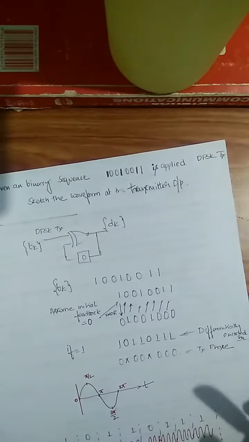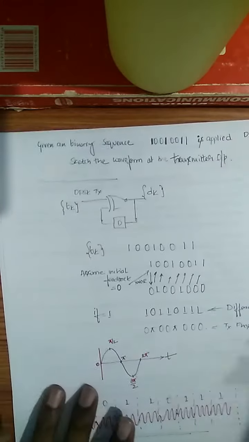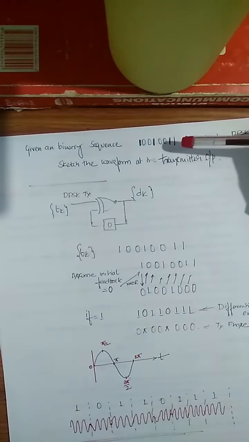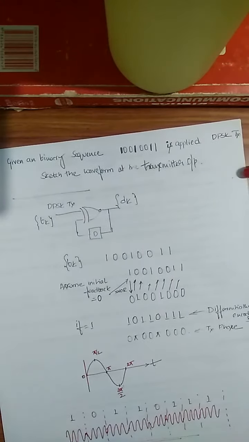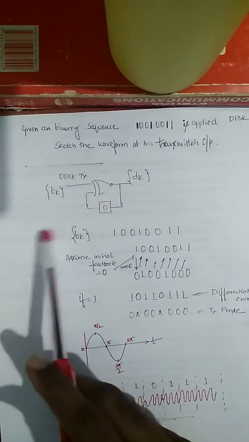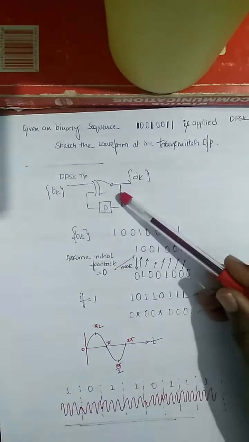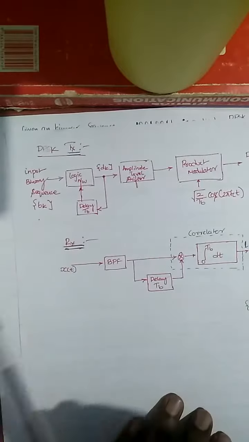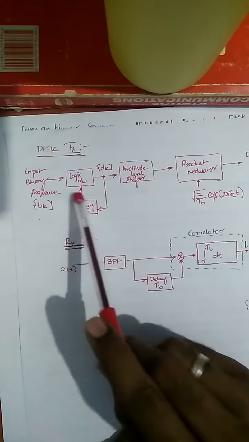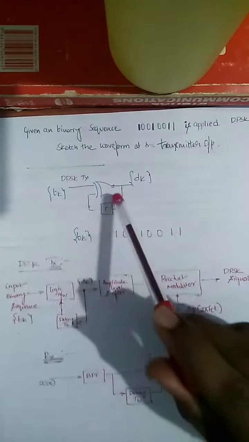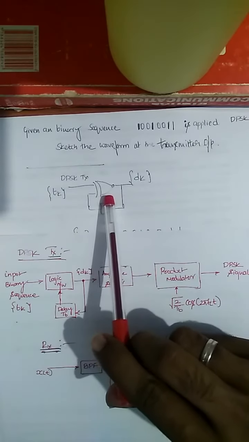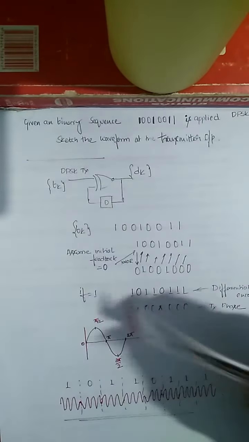And let us see a problem. Given a binary sequence 1 0 0 1 0 0 1 1, if it is applied to my DPSK transmitter, then they may ask you to sketch the waveform. How to sketch the waveform? A DPSK transmitter is very simple. This is the logical circuit we have just discussed. The logical network shown here is just an XNOR gate.